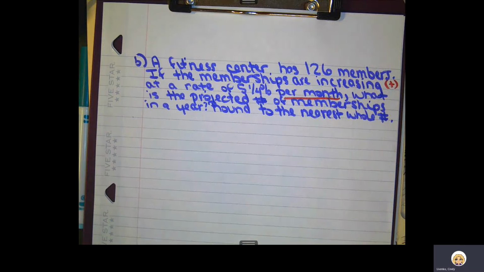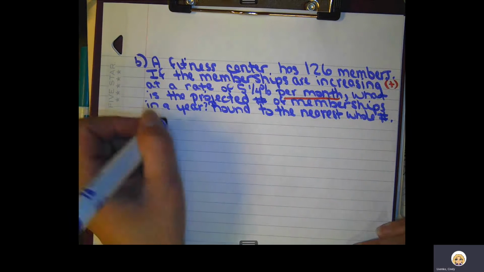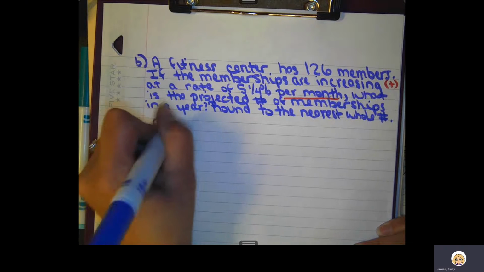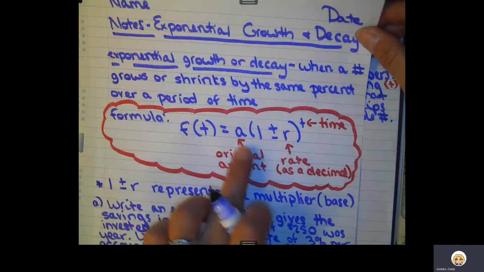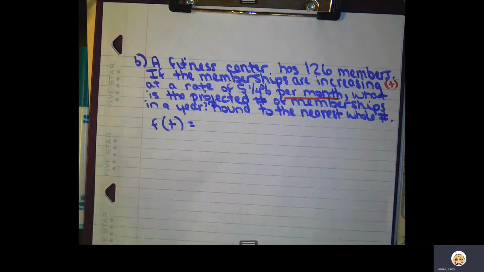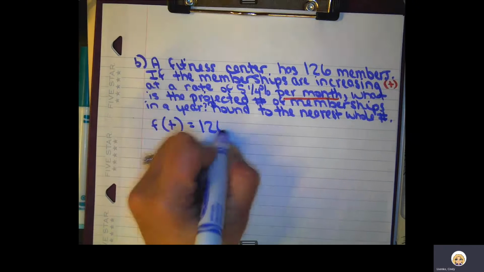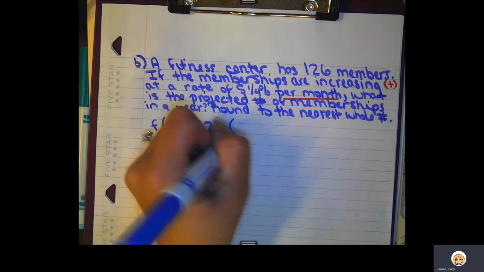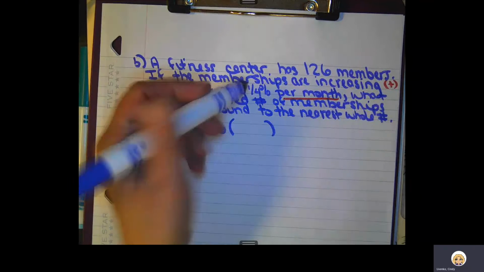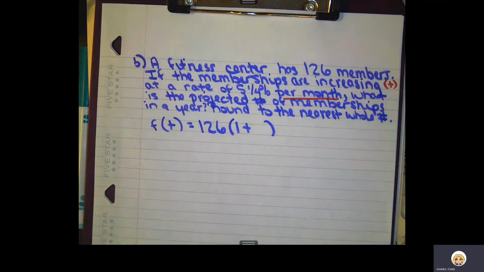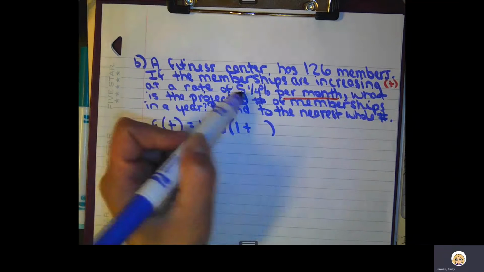So I'm going to go ahead and write my formula first, just so I have it. So remember, it starts with f of t equals. Here's our formula. We need the original amount first. So our original amount was 126 members, so that goes in the front. In parentheses, we're putting either 1 plus the r or 1 minus the r. Since it's increasing, we're going to do 1 plus. Our rate is our 5.25%.